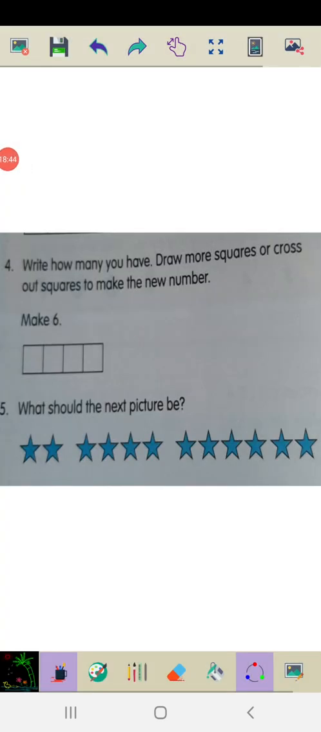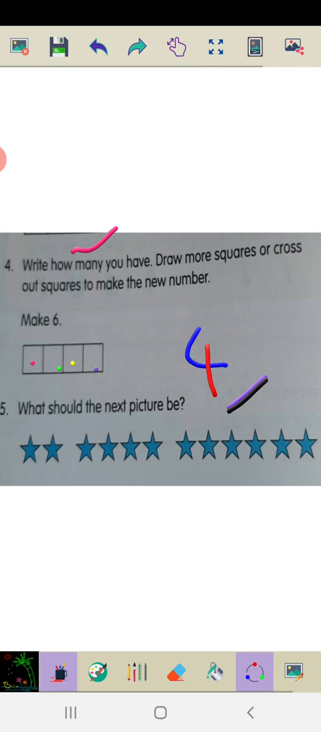Now read question number 4. The question is, write how many you have, draw more squares or cross out squares to make the new number. Make 6. So here initially you need to find out how many squares are there. Count and write: 1, 2, 3, 4. So how many squares do you have initially? 4 squares. Alright. This is the answer to the first part of your question.